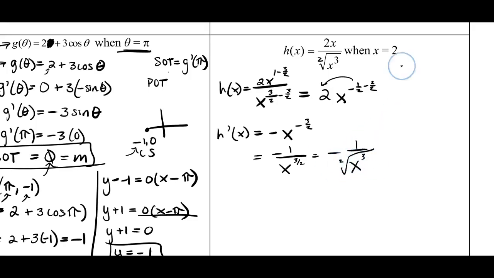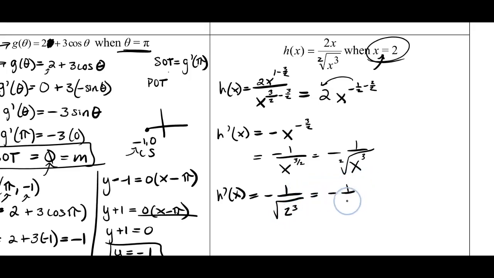This is my derivative, but what is my derivative when x equals 2? Now we can find the derivative of h, specifically when x equals 2. So that's going to be negative 1 over the square root of 2 cubed. I get negative 1 over, I can take out a 2, I get 2 radical 2, and then I'm going to rationalize this and get negative radical 2 over 2 times 2 is 4. So this is my slope.